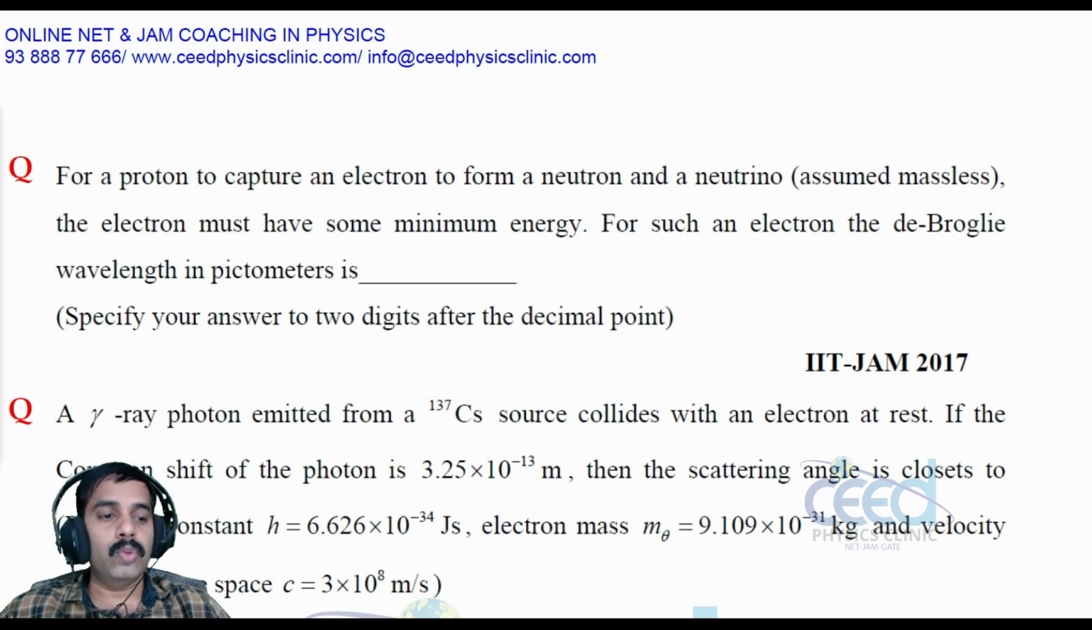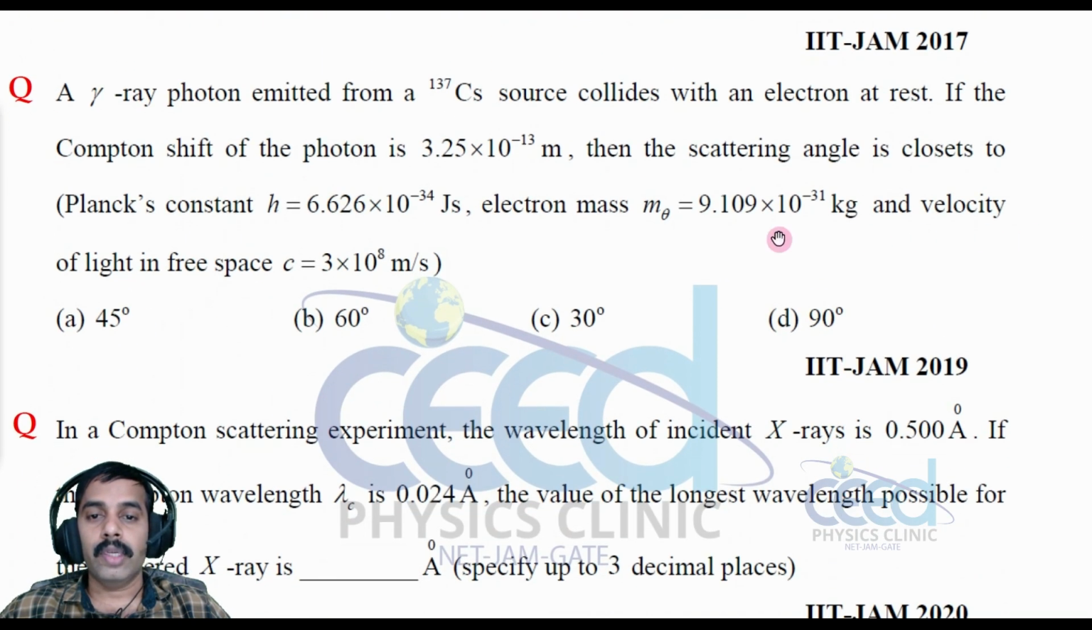Now let us come to another question. Here the question is, a gamma ray photon emitted from, I think, cesium 137, collides with an electron at rest. If the Compton shift of the photon is 3.25 × 10^-13 meter, then the scattering angle is closest to, so these parameters are given: Planck's constant, mass of electron and velocity of light in free space, all given.